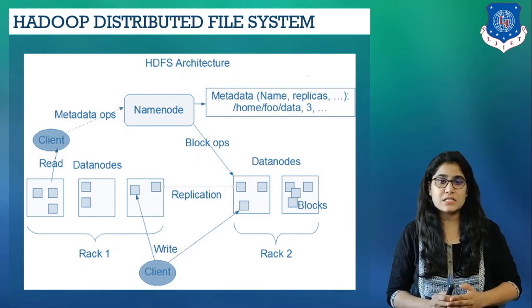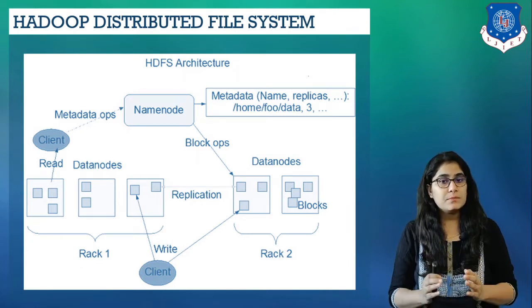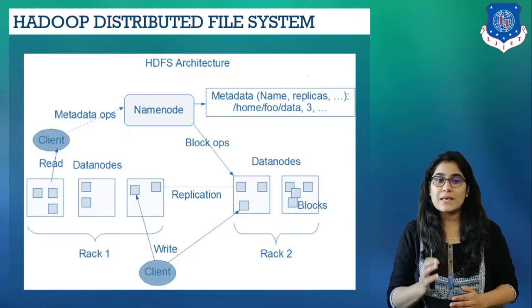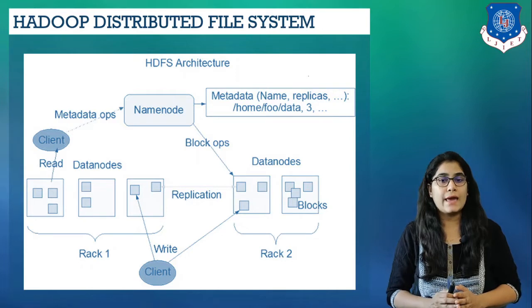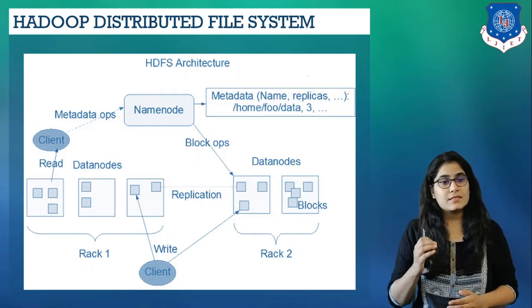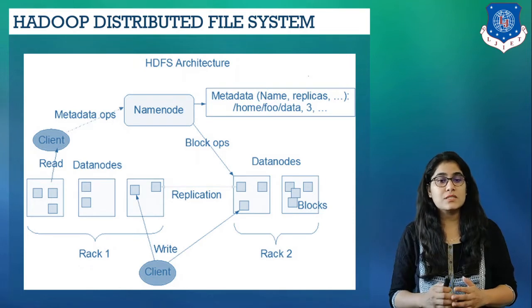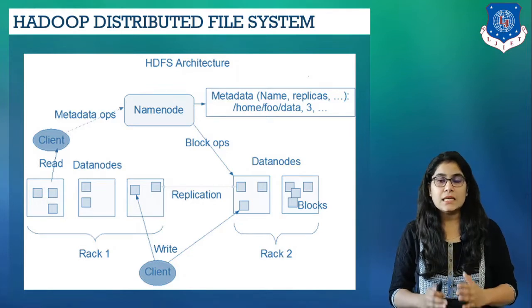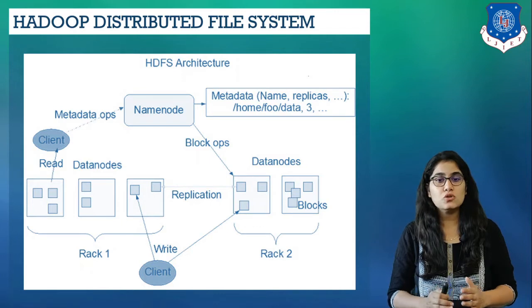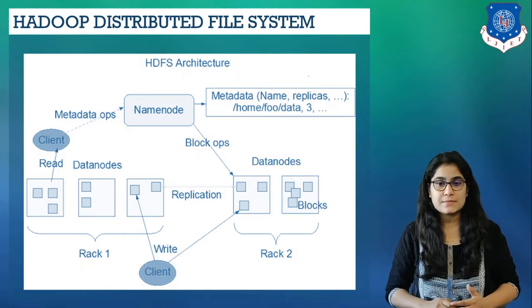HDFS has a master-slave architecture. The daemon called name node runs on the master server. It is responsible for namespace management and regulates file access by the client. Whereas the data node daemons run on the slave nodes. It is responsible for storing actual business data. Internally, a file gets split into a number of data blocks and stored on a group of slave machines.